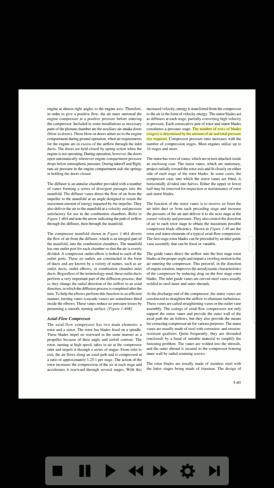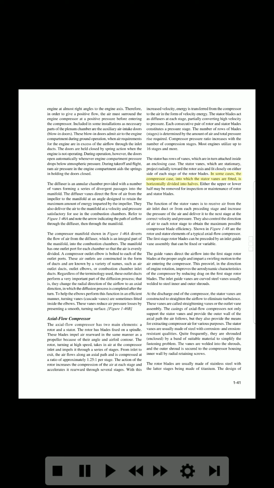The number of rows of blades, stages, is determined by the amount of air and total pressure rise required. Compressor pressure ratio increases with the number of compression stages. Most engines utilize up to 16 stages and more. The stator has rows of vanes, which are in turn attached inside an enclosing case. The stator vanes, which are stationary, project radially toward the rotor axis, and fit closely on either side of each stage of the rotor blades.